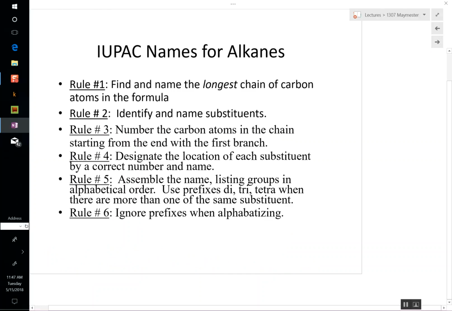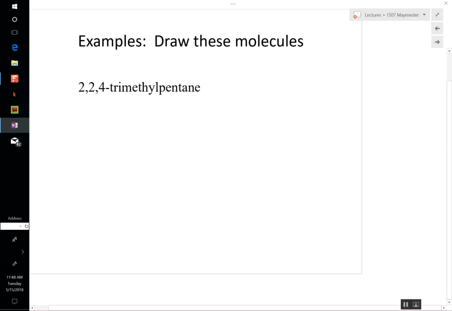There's your 6 rules. Okay, never forget rule number 1. It's at the top of the list because that's where you start. You start with finding the longest chain, not just for alkanes, for any organic molecule. Your starting point is find the longest continuous chain. And that's going to get you your parent name. And then you start filling it out from there. Okay, so that's not only rule number 1, it's numero uno in the way of rules. Most important rule.